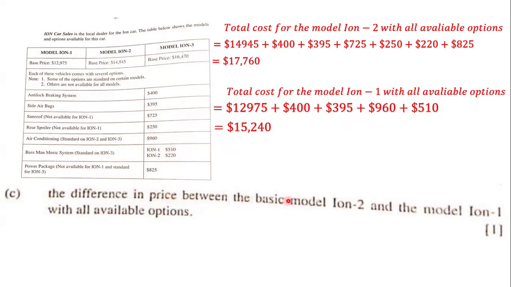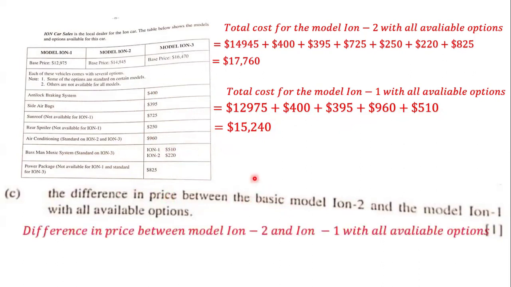But what they want us to do is determine the difference in price between these two models. Now the difference means that we must subtract. And so we say 17,760 minus 15,240. And when we subtract the two, we get 2,520. And that's the answer to this question.